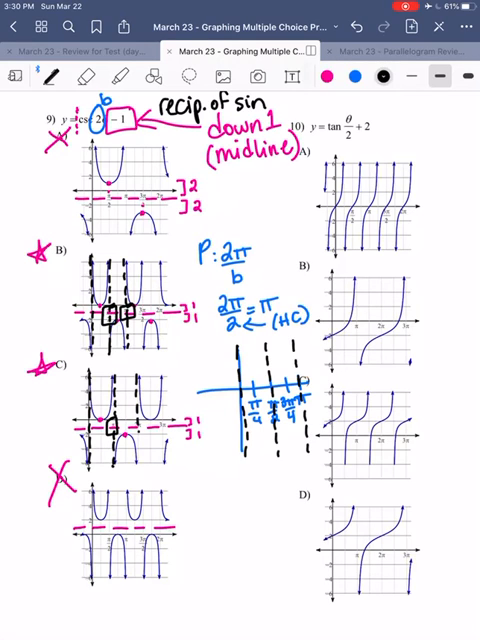Now let's disprove this one. So pi and 2 pi. Yep. So if we want our first asymptote to be at pi over 2 and our second asymptote to be at pi, then B is our best choice.